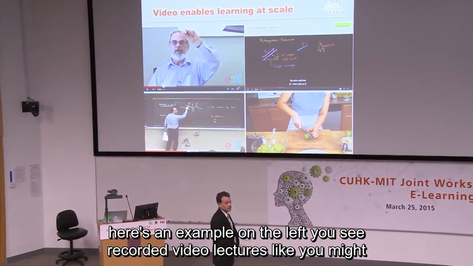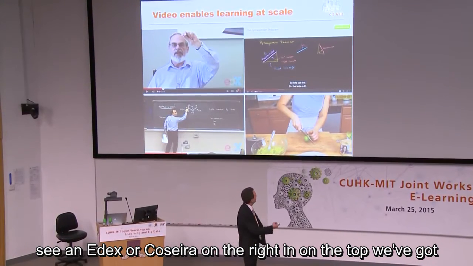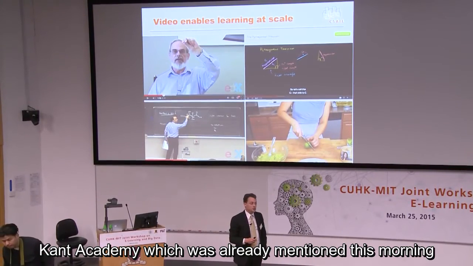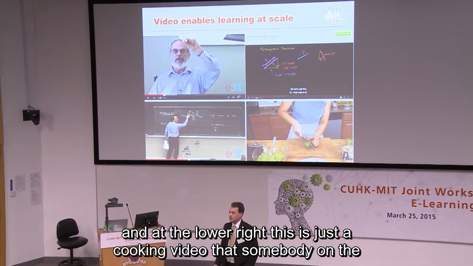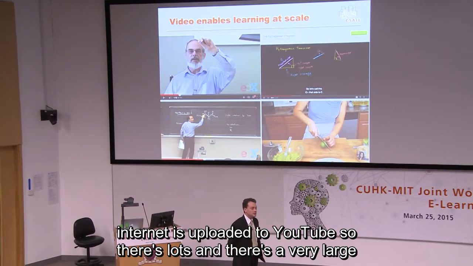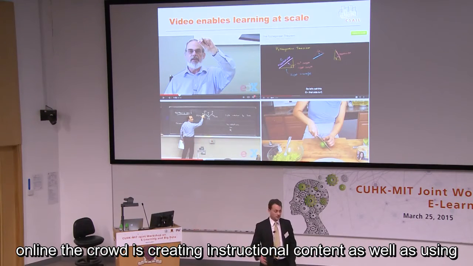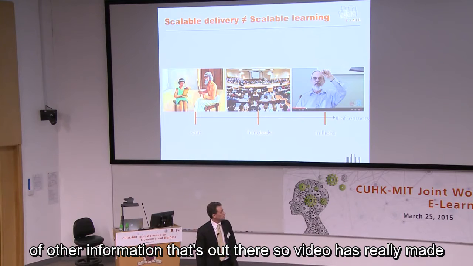So here are some examples. On the left, you see recorded video lectures like you might see in edX or Coursera. On the right, on the top, we've got Khan Academy, which was already mentioned this morning. And on the lower right, this is just a cooking video that somebody on the internet has uploaded to YouTube. So there's a very large diversity of learning content that's appearing online. The crowd is creating instructional content as well as using instructional content. And we're thinking about this whole spectrum of information that's out there.